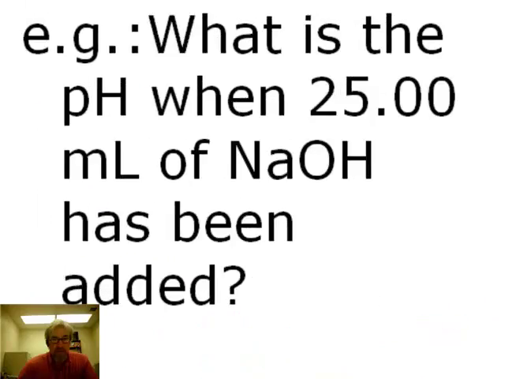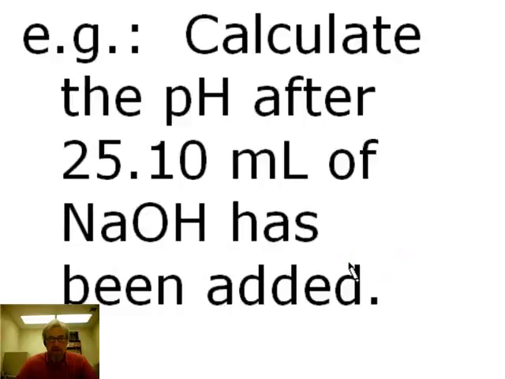Next question has us at 25 milliliters, and that is the equivalence point. What's the pH here? We don't have to do a calculation. We could, but we already know that the pH is going to be 7 at the equivalence point because this is a strong acid, strong base titration. Next question is asking us to calculate the pH after 25.10 milliliters of NaOH has been added.